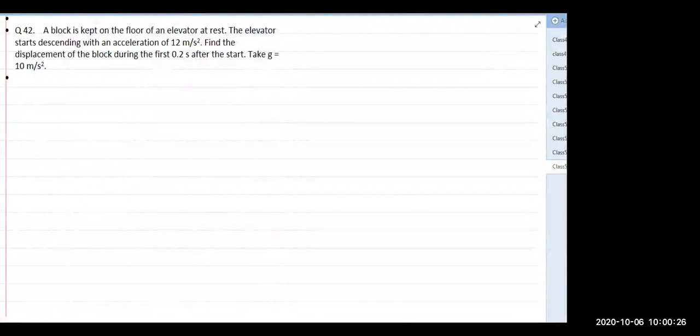A block is kept on the floor of an elevator. The elevator starts descending with acceleration 12 meters per second square. Find the displacement of the block during first 0.2 seconds after the start.